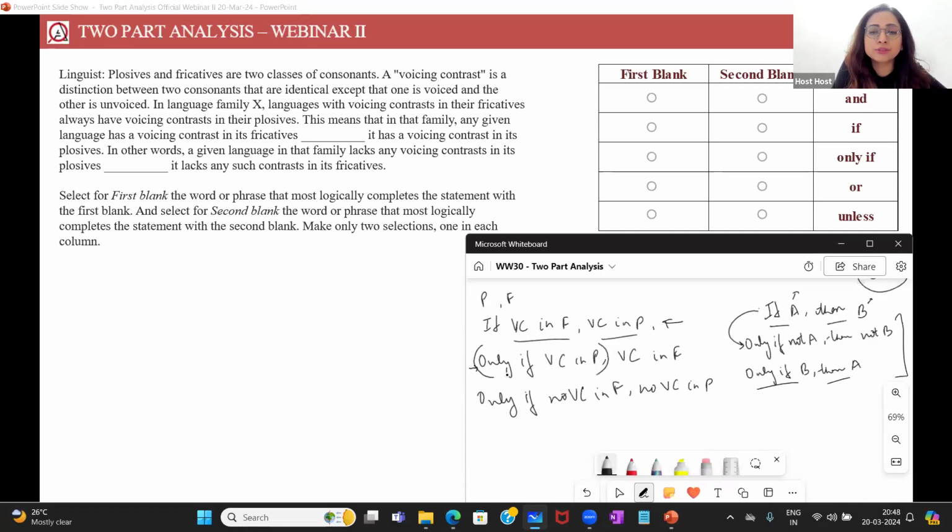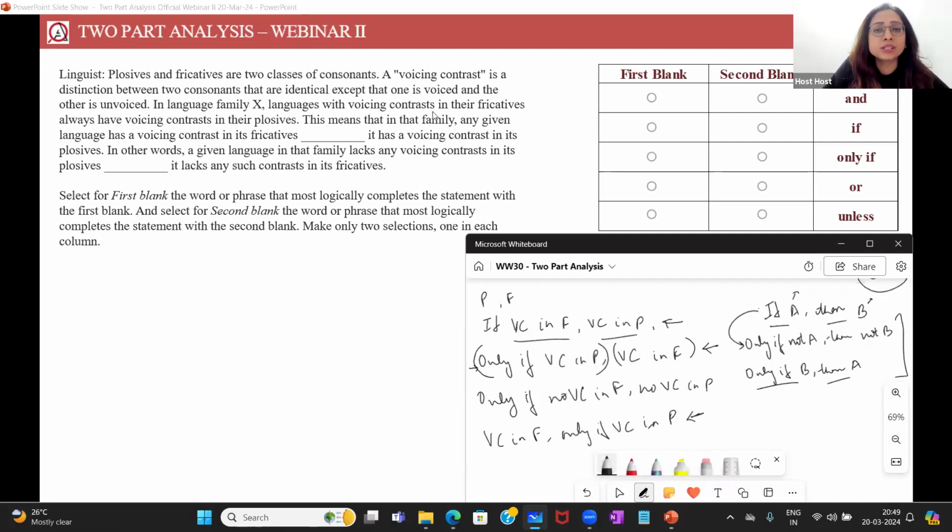This is my only if clause, my dependent clause. This is my main clause, VC in F. I can write the main clause first and the dependent clause later. Nothing changes in the statement. I can write this as VC in F only if VC in P. Tell me, is it any different? Is this statement any different from this statement? They have the same subordinate clause, they have the same main clause, just the sequence of the clauses is changed. Doesn't matter. I can either put my subordinate clause first, or I can put my main clause first, right?